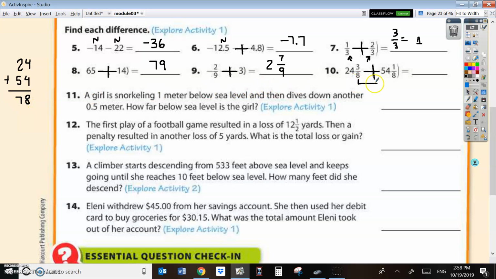Now I need to add these two together. 3 over 8 plus 1 over 8. Same denominators, so I can add the numerators and get 4 over 8. And that is the same as 1/2. So it's 78 and 1/2.